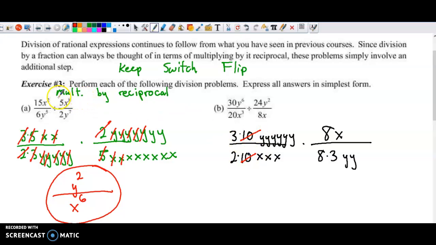I guess I didn't really emphasize the multiply by the reciprocal, the keep, switch, flip, but I definitely did that over here. 3's will cancel, 8's will cancel, 1 x will cancel, and 2 y's cancel. And when that's all said and done, you're left with 4 y's on top with 2x squared on bottom.